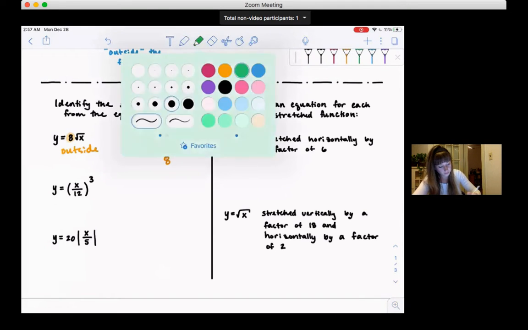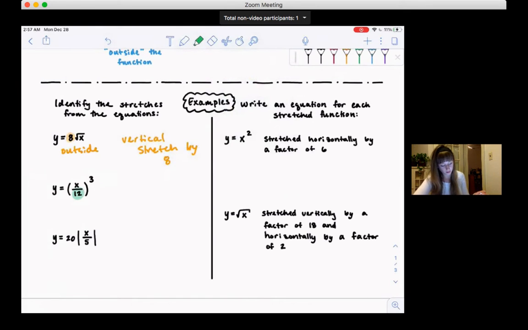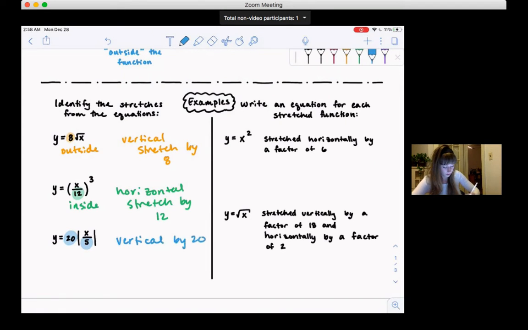For our next one, we have our scale factor inside the function. Since it's inside, it's going to be a horizontal stretch. And it's by 12. So if we were doing this stretch, we would multiply all the x values by 12. Our next one has two stretches. We have a vertical by 20, that's outside, and a horizontal by 5, that's the inside.